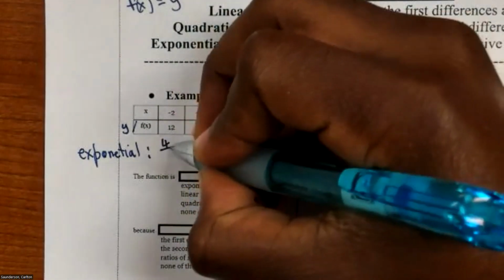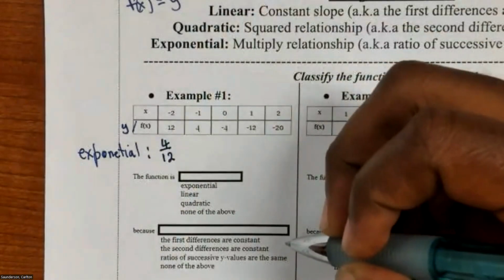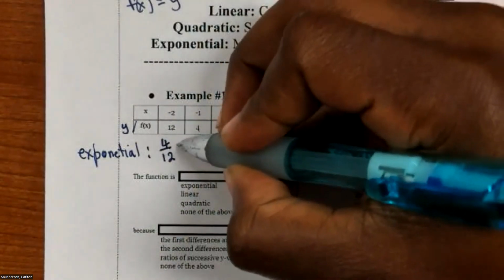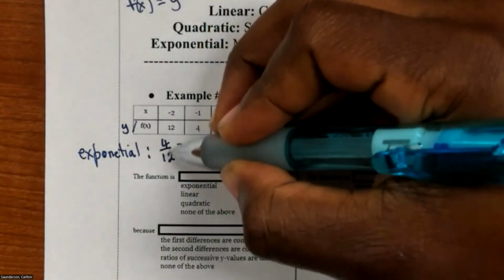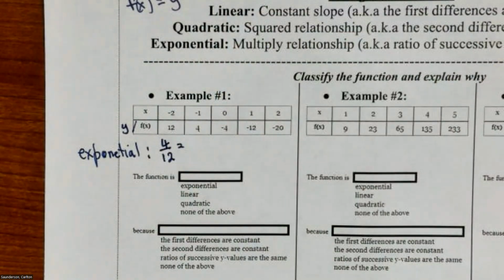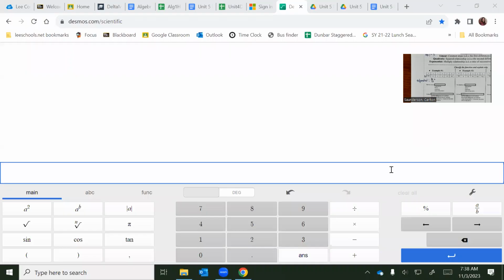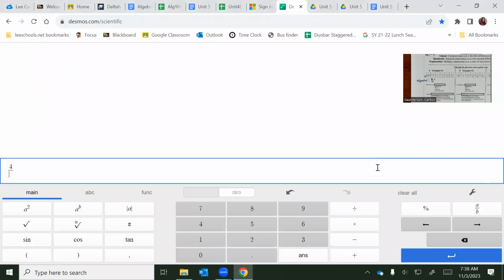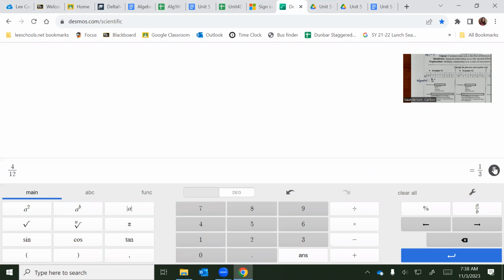So 4 divided by 12. Then you calculate that. If you divide 4 by 12, you get a decimal number. So let's plug it in a calculator to figure it out. 4 divided by 12 will be 0.33 or 1/3. So I would write 0.33.